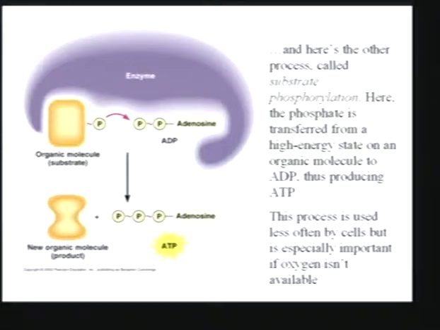Keep in mind that the very end product of the electron transport chain is going to be water. That's what we're passing the electrons off to. We're passing electrons off to oxygen to make water. If you don't have oxygen available, you can't do that. So you do this instead. It's not as efficient, but it gets you some ATP instead of none at all.